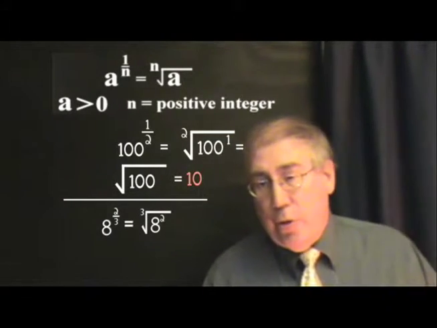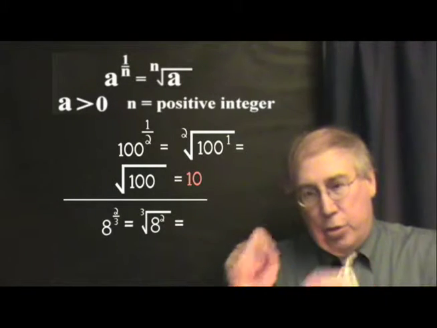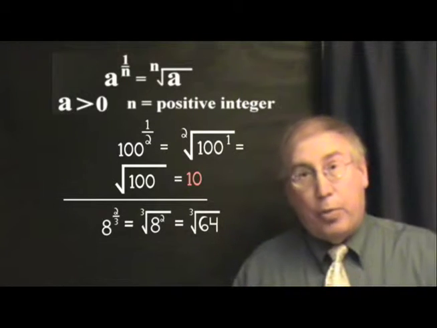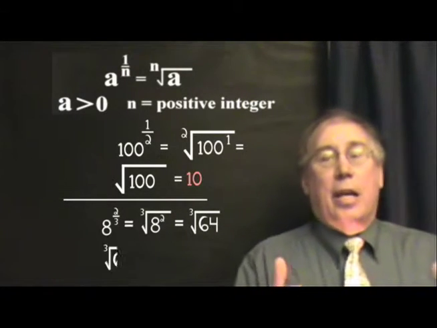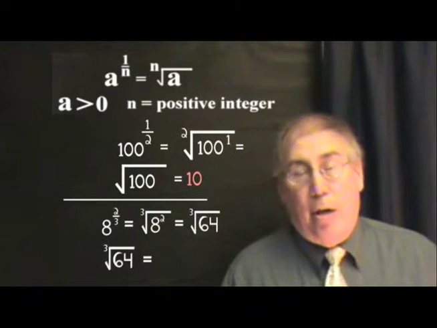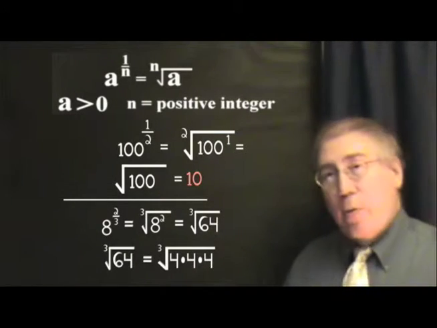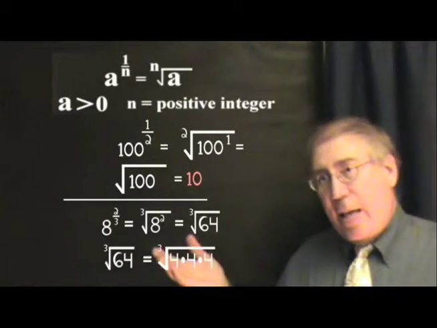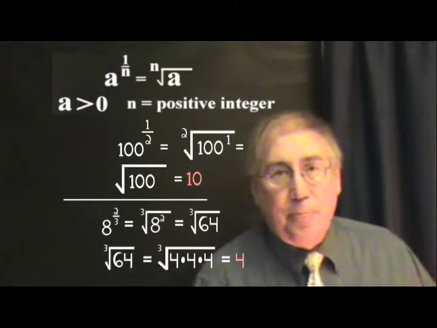So let's look at another example. 8 to the 2/3 equals, put the 2 with the 8 and the 3 with the radical sign, and so you get the cube root of 64. That's asking what number times itself 3 times equals 64, and that would happen to be 4. So a to the 1 over n is called the nth root of a.